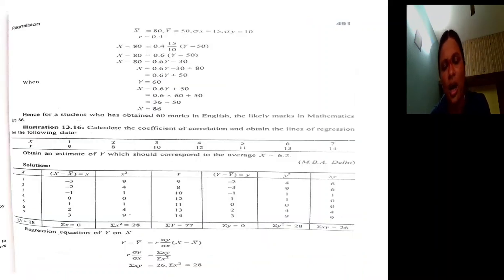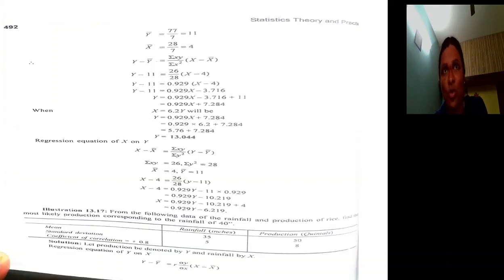Listen carefully. We have to find out what they ask. Calculate the coefficient of correlation and obtain the lines of regression. So we obtained lines of regression and we calculated what is y when x is 6.2, but in this problem, coefficient of correlation was not calculated. You do one thing. You calculate the correlation coefficient. We have already solved many problems, particularly in the first chapter. So that aspect is left in this solution. So you just come out with the correlation coefficient. You know how to calculate it.